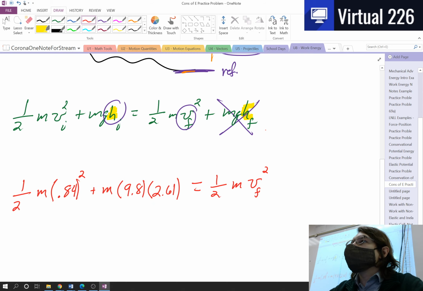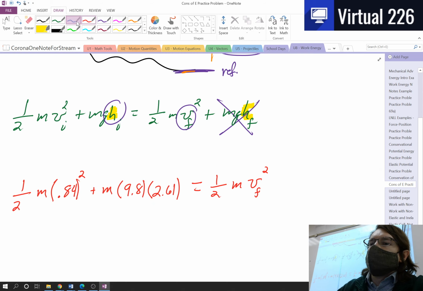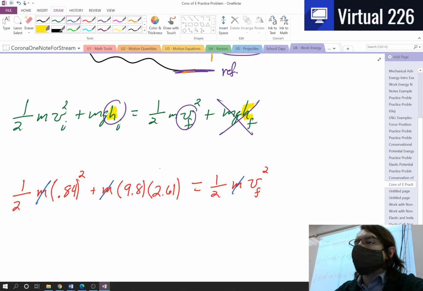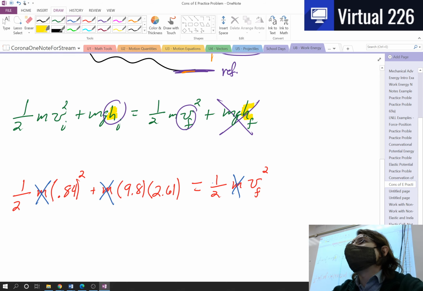Oftentimes in physics, if you're not given a mass, it's for a specific reason. And the reason often is that the mass doesn't matter. Notice how the mass appears in every term here. And since that mass is in every term, it will divide itself out, or it will cancel out. So we actually do not need this swimmer's mass. It doesn't matter.